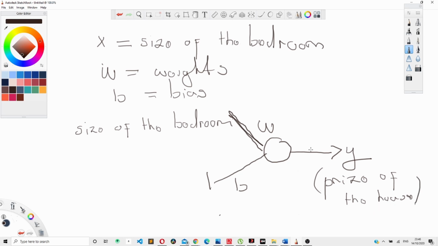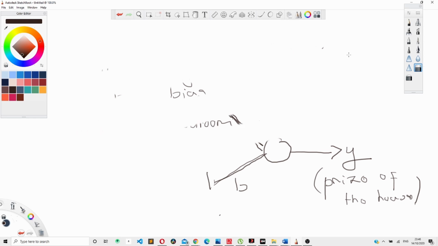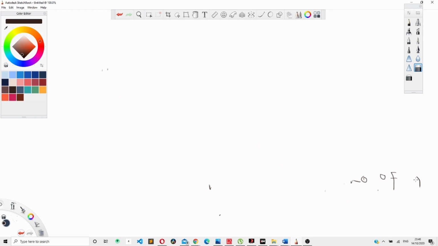So basically, that's how a neuron works, right? The basic computation of a neural network. That's how it works. So in this case, let's say the values of X are the input, the size of the bedroom, and we'll be dealing with vectors.